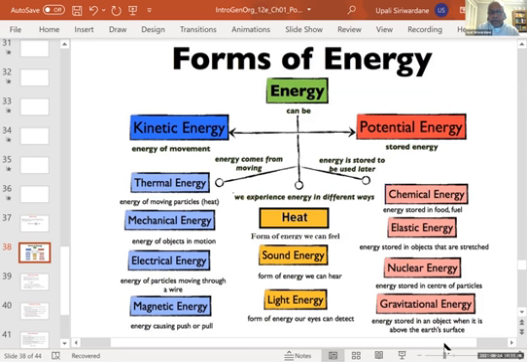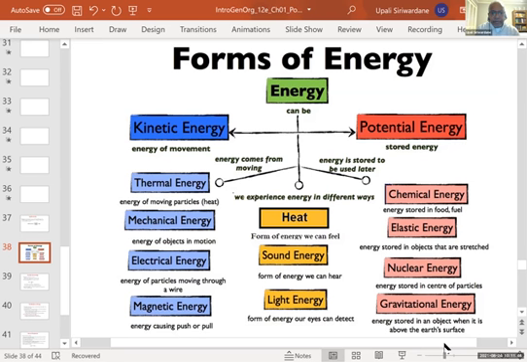Kinetic energy comes from moving. Potential energy comes from the way the object is arranged or placed. For example, thermal energy is kinetic energy that depends on particle movement. As the temperature increases, the thermal energy increases. The particles in the matter, which are atoms and molecules, move faster.